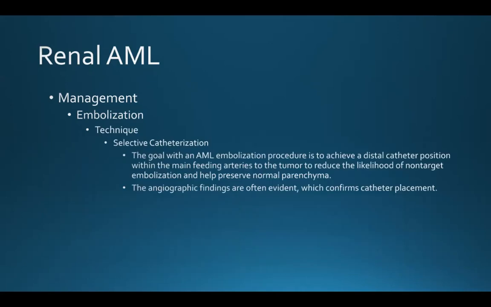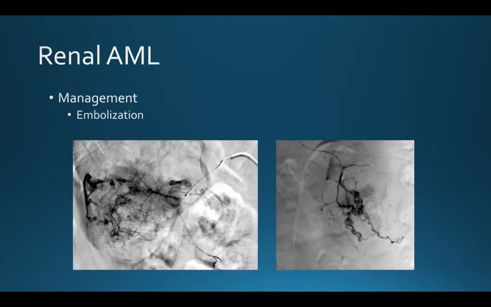Ultimately, the goal with an AML embolization procedure is to achieve a distal catheter position within the main feeding arteries to the tumor in order to reduce the likelihood of non-target embolization and help preserve normal renal parenchyma. The angiographic findings, which include highly tortuous neovascularity as well as pseudoaneurysms, usually are evident, and they can confirm catheter placement. And this is what a typical angiomyolipoma may look like, with, as mentioned, the small pseudoaneurysms and the marked tortuosity of the neovascularity.